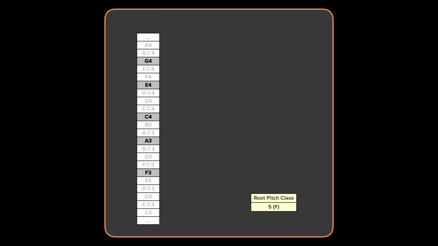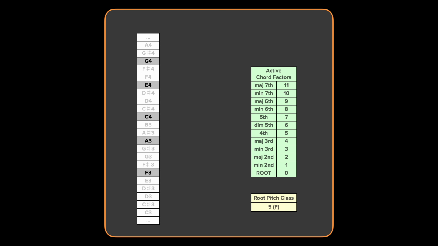To identify the active chord factors, Harmonize first creates a table with 12 rows, one for each possible chord factor, and initially marks each chord factor as inactive. It then scans the entire state of the harmony, and whenever it finds an active note, it identifies the note's chord factor and marks that chord factor as active. Let's walk through our active notes.